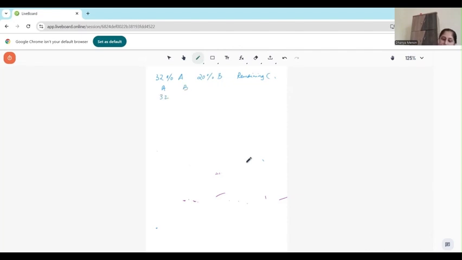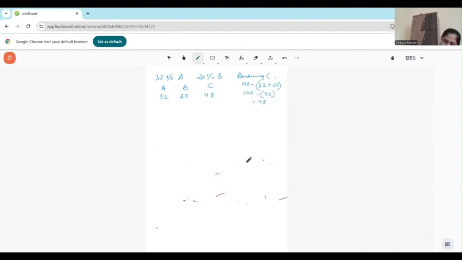C we can find out by 100. We assume that the total percentage of a compound, of all the elements together, is 100. 100 minus 32 plus 20, right? So 100 minus, how much is it? 42, which is equal to 48. So we got 48%. So now the steps are the same.